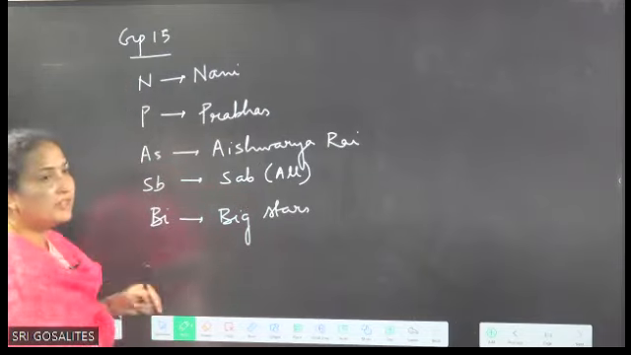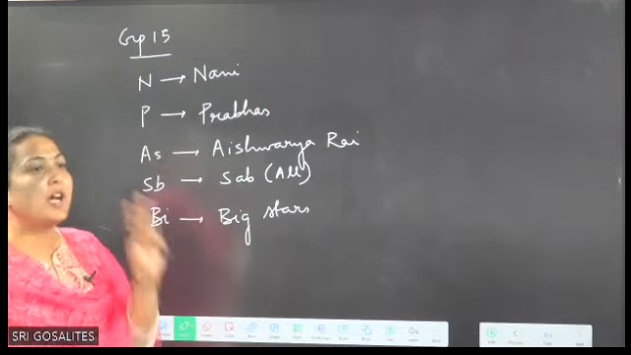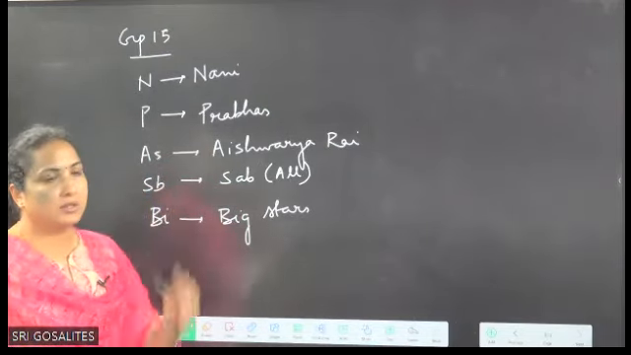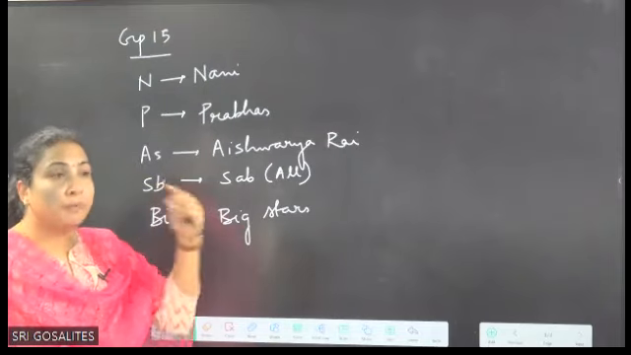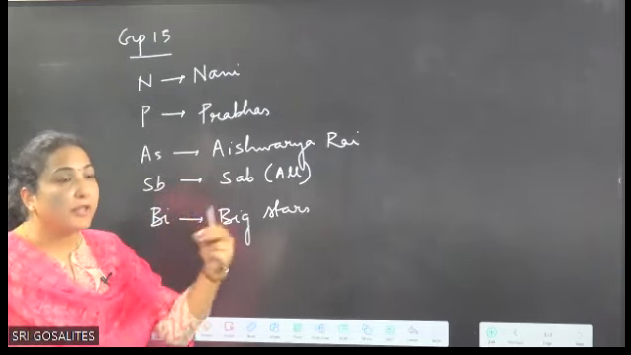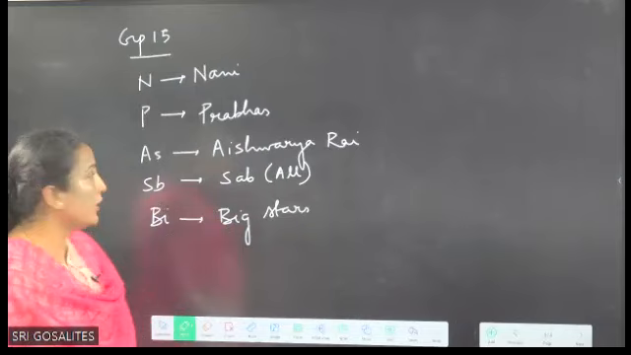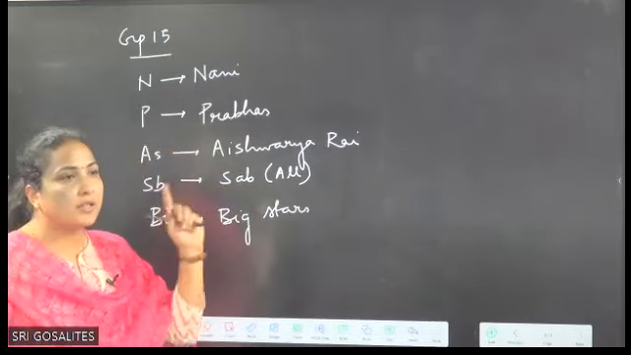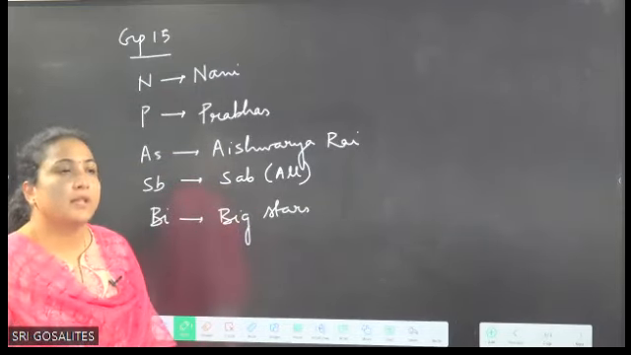Now, what are the names of these elements? Nitrogen, phosphorus, arsenic, antimony, bismuth, right? So you should repeat actually. When I'm teaching you, it's better to recall the names of these elements. So you are having nitrogen, phosphorus, arsenic, antimony, and bismuth, right?